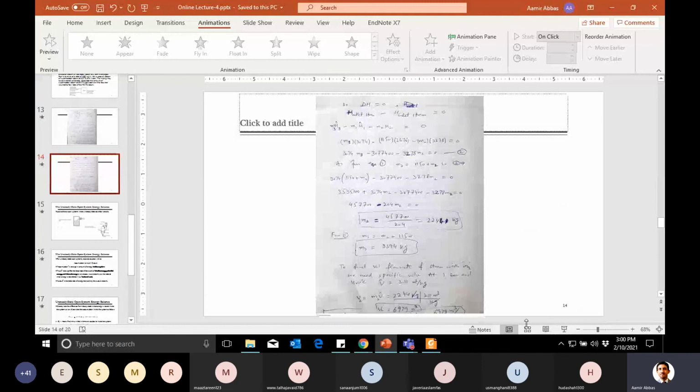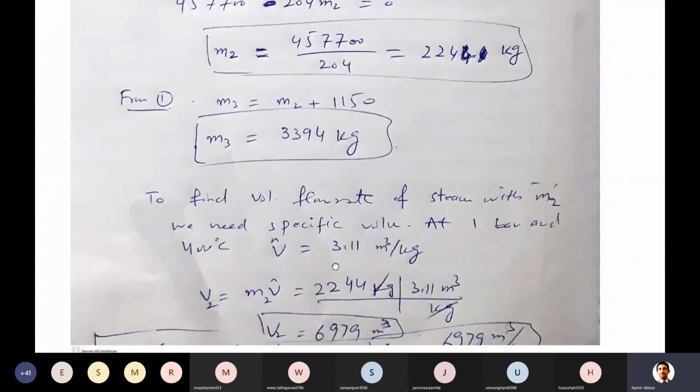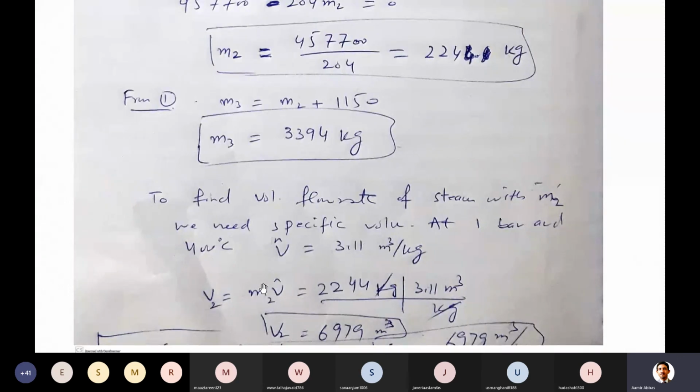So in order to find the volumetric flow rate, now you already have the mass. By using this mass, you can find the volumetric flow rate if you have its specific volume. For specific volume, it is steam, and it is available at 1 bar and 400 degrees C, you can find this value from the steam table. So just use this specific volume, multiply it with the mass, and you will get the volume.